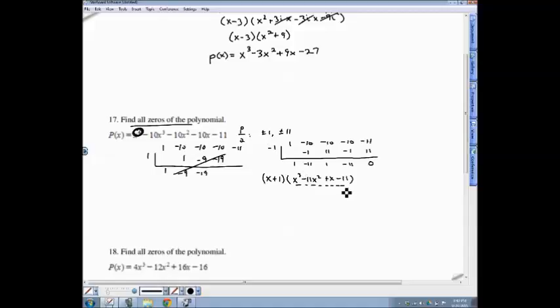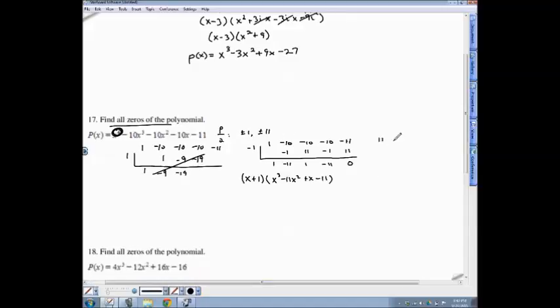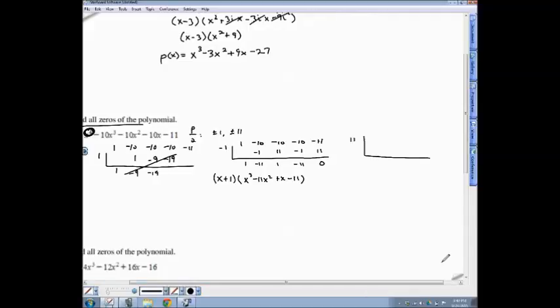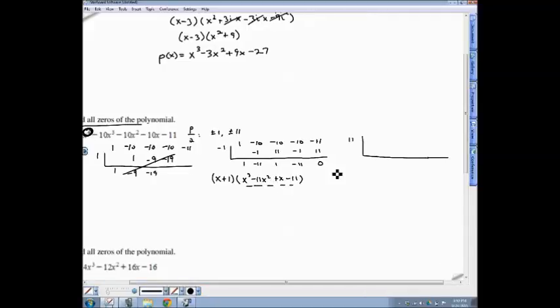Those 3 zeros are going to come from this factor right here. But we can use the same p over q list. We've already said that x equals 1 doesn't work. I'm going to try that one again, so we can try 11. But synthetically dividing now on this reduced polynomial, so 1, negative 11, 1, negative 11. Let's see what we can get out of this. Looks like we found another zero. So we already knew that x plus 1 was a factor. Now we know that x minus 11 is a factor.